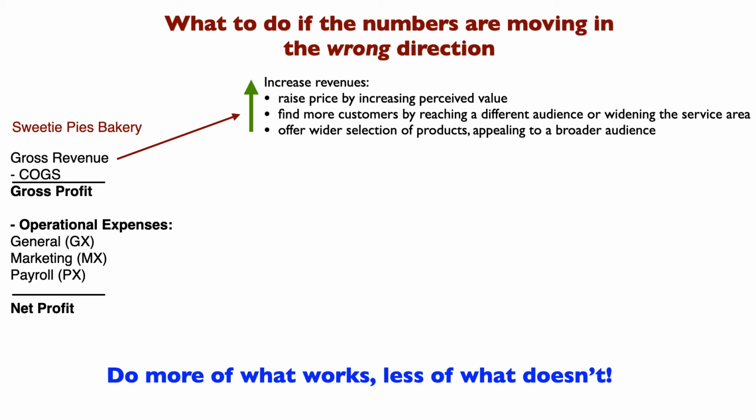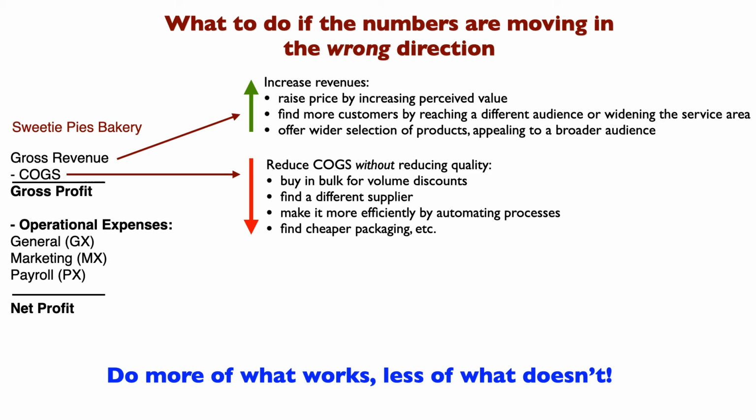She could also simply widen her selection of products. Again, not to increase the cost of goods sold, but trying to get just more revenue coming in by appealing to a broader audience with more flavors that she found through her customer research that people are looking for and would appreciate. For decreasing COGS, she might do several things there too.